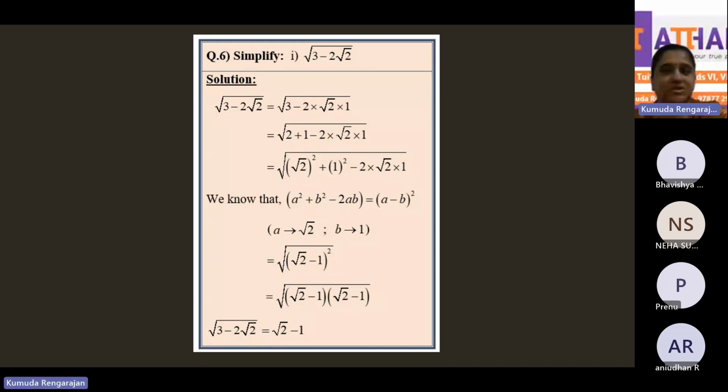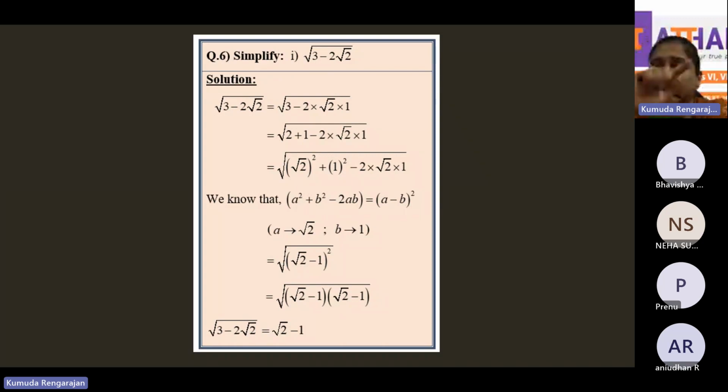So the idea used in this question is that we have an expression under the square root. So we are trying to write that as a perfect square. See, how do you get rid of the square root symbol? If the expression under the square root symbol is a perfect square, then you can get the expression out of the square root symbol. So we're trying to write 3 minus 2 root 2 as a perfect square.